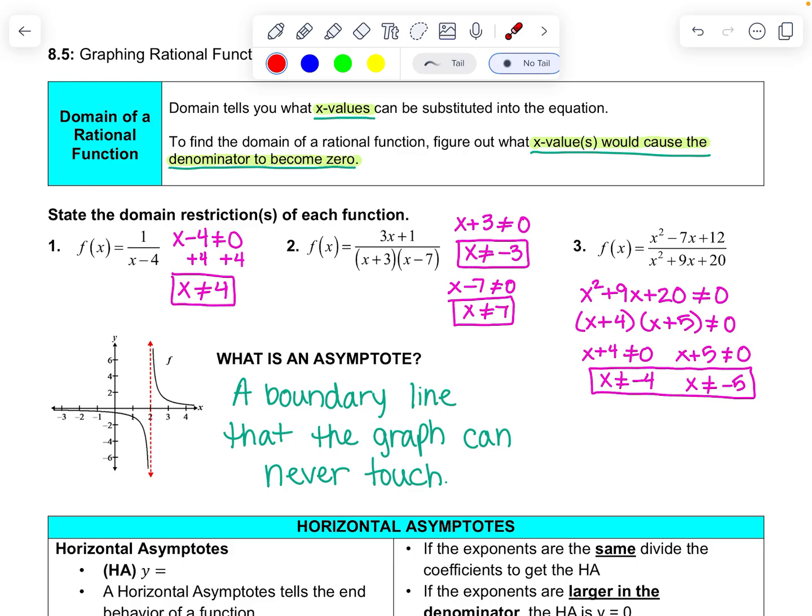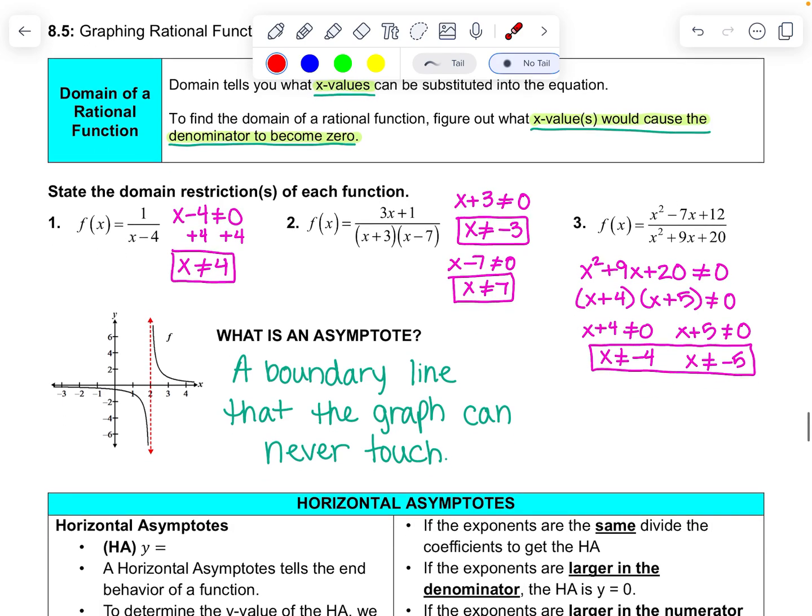And on number 3, we had to factor just the denominator. We only care about that denominator for our domain. I factored it. I got x plus 4 times x plus 5, set each of those factors not equal to 0, and solved, so we had 2 separate domain restrictions. All right, so just a little bit of review there.